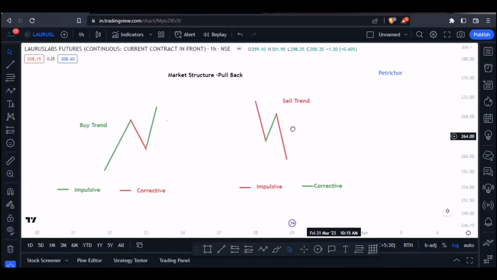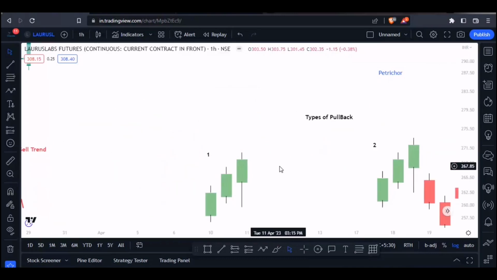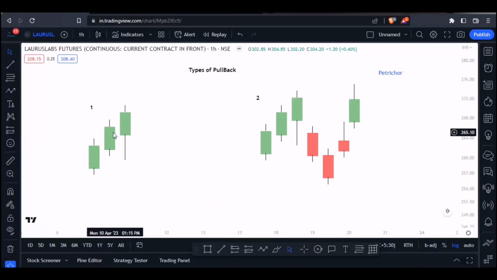Okay. So there are two types of pullbacks in the market. The first is the candlestick pattern pullback, and the second is the pullback by swing: higher high, higher low, or lower high, lower low, which is the external structure. So how do we find the pullback in the candlestick pattern? This is the basic thing we have to do first, then we go for the swing.